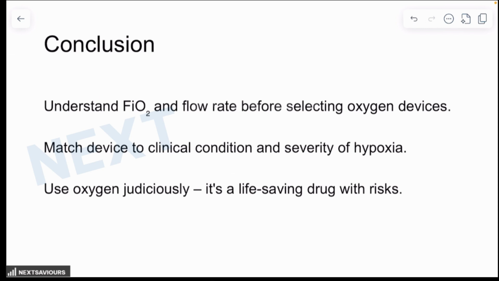In order to conclude our topic, understand the FiO2 and the flow rates before selecting the oxygen devices which are required for that patient. Match the device to clinical condition and severity of the hypoxia, then only it will prove beneficial to the patient. Otherwise, there is a possibility of mismatch. Use oxygen judiciously because although it is a life-saving drug, it has risks.